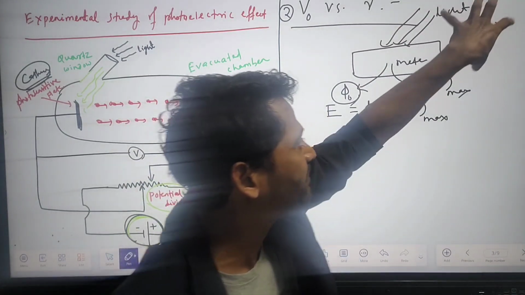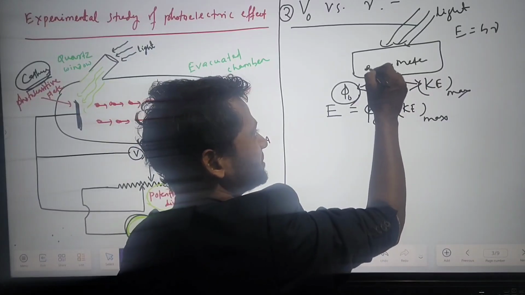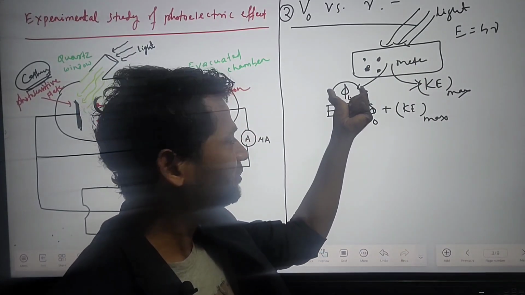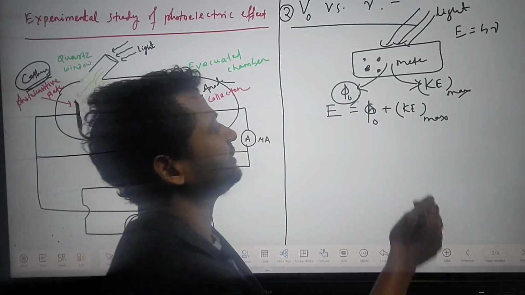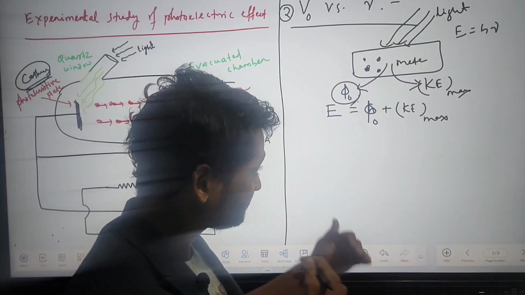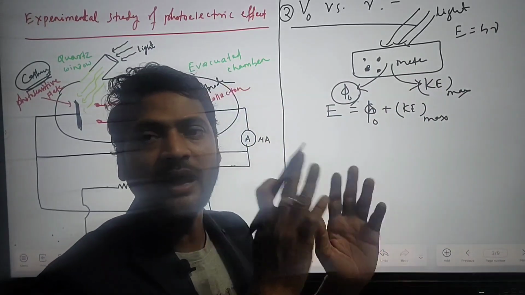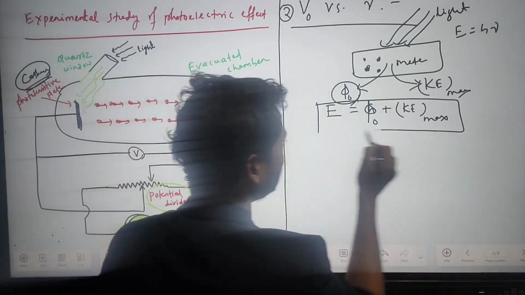Out of this, what is happening? Some part of the energy will help to escape the electron from the metal surface. This electron has to escape first. That amount of energy is called work function, phi naught, and the rest of the energy will help give maximum kinetic energy to the electron, or help for acceleration. Understood? So this is the Einstein photoelectric equation.